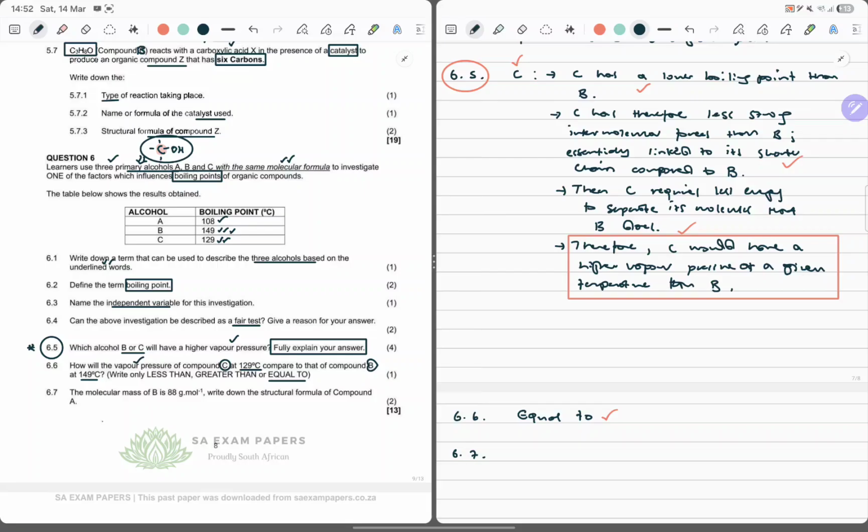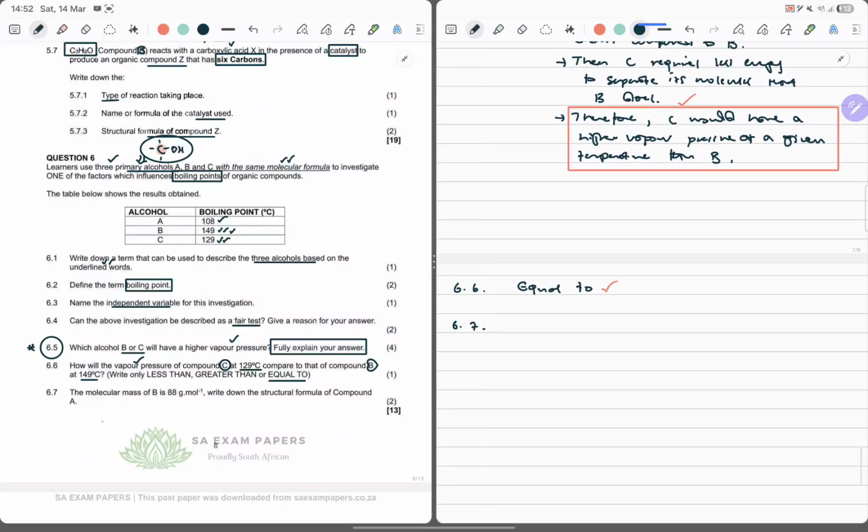Anyway, guys, that's it. Let's finish this question. Now, the molar mass of B is 88 grams per mole, okay? Now, write down the structural formula of compound A. But remember, this is for all, because we were told they are isomers. If they are isomers, they have the same molecular formula. Same molecular formula means same molar mass.